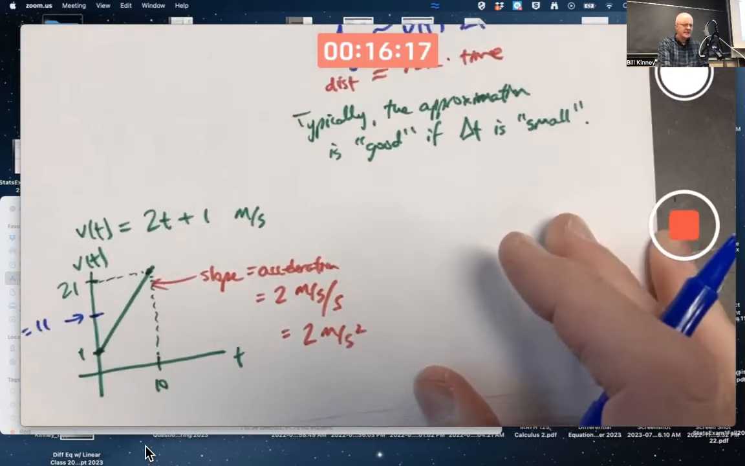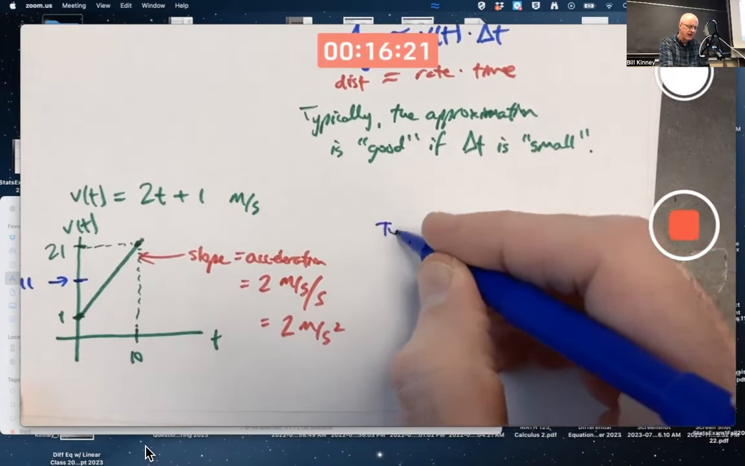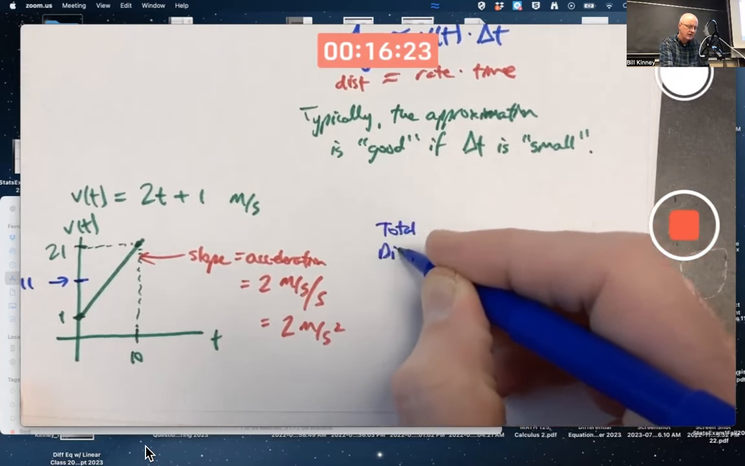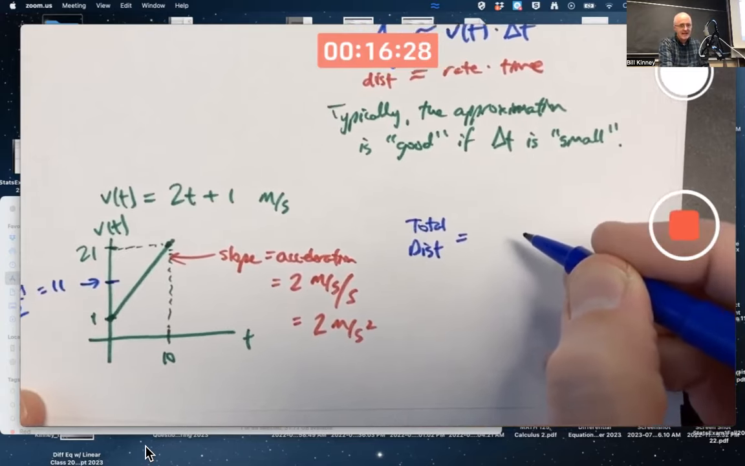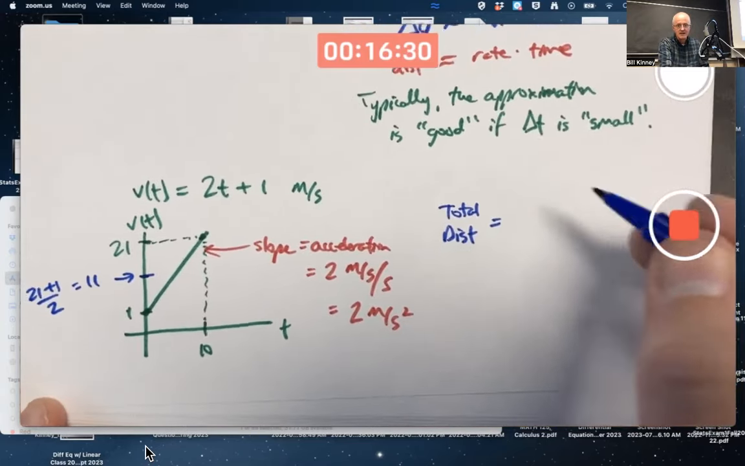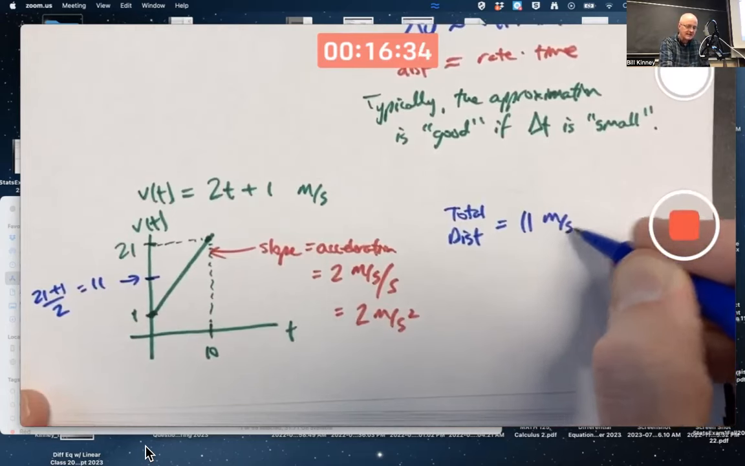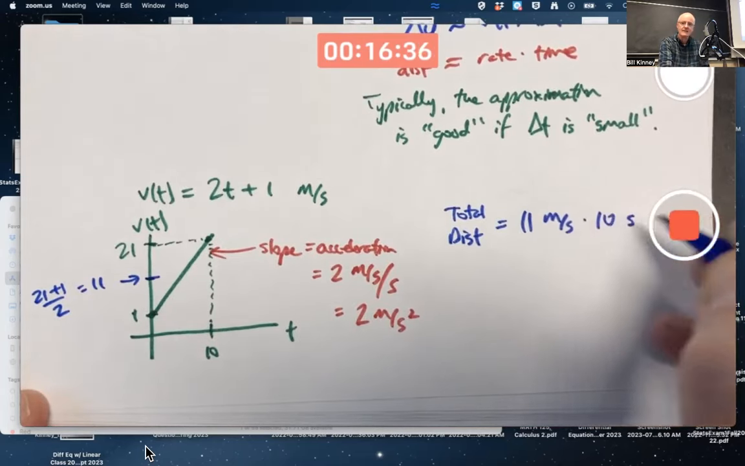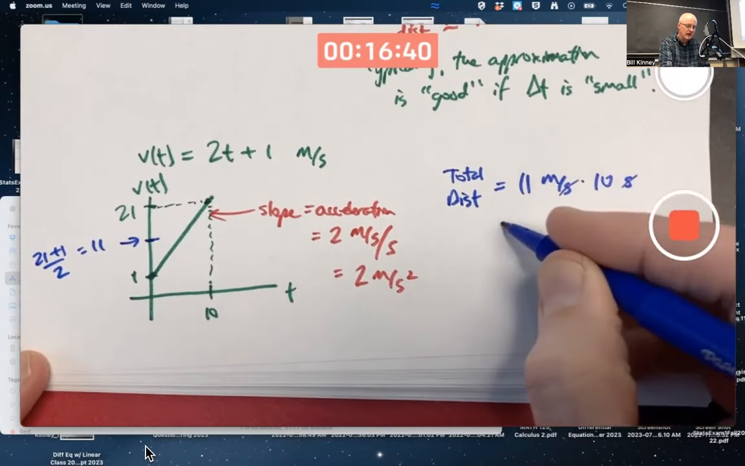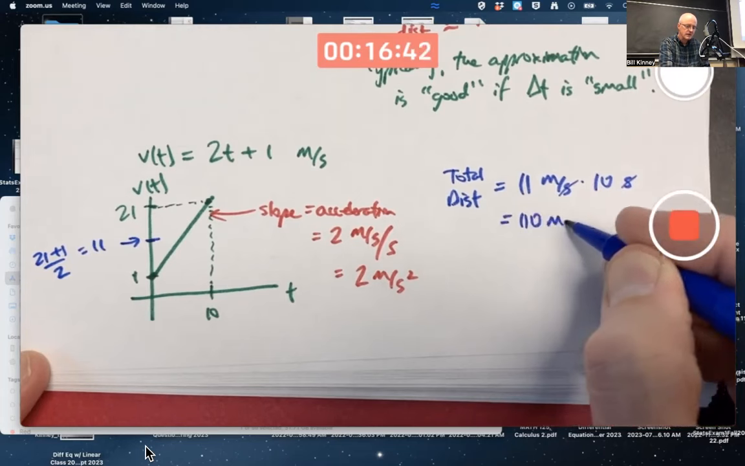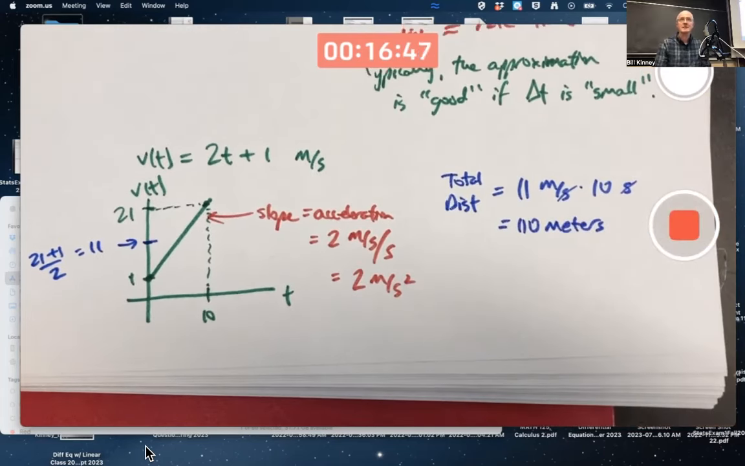So it should seem reasonable, this is no proof, but it should seem reasonable that my total distance traveled should not just be approximately equal, but should be exactly equal to 11 times 10. 11 meters per second times 10 seconds. The seconds cancel, giving you 110 meters. That should seem reasonable.